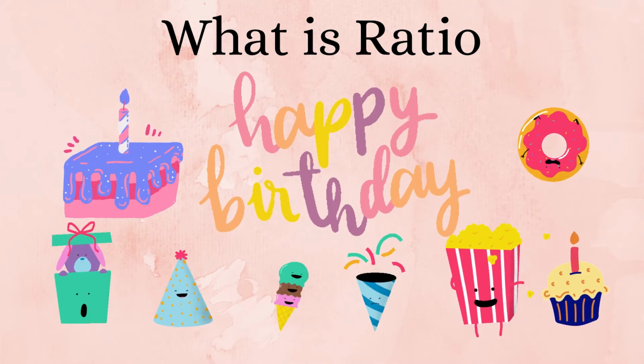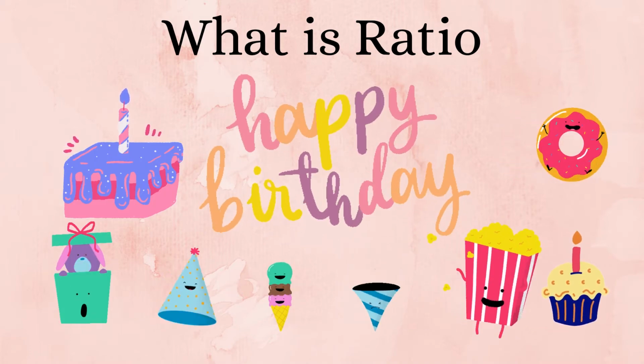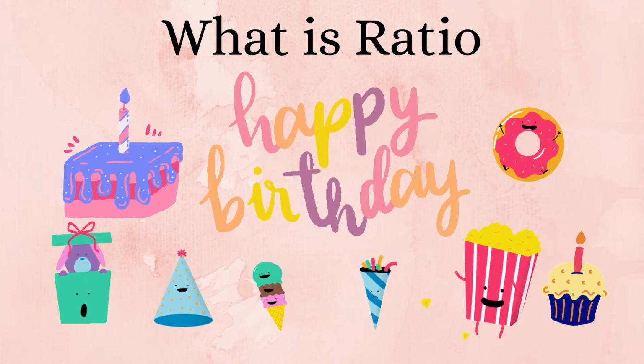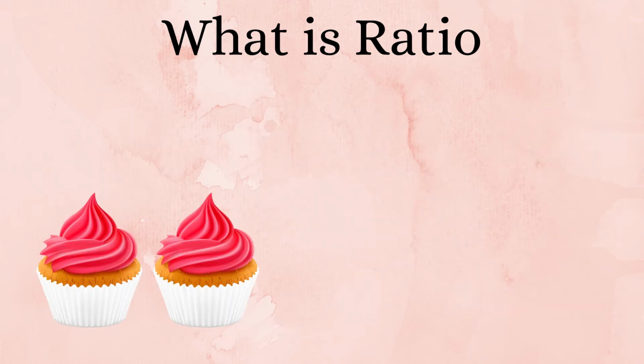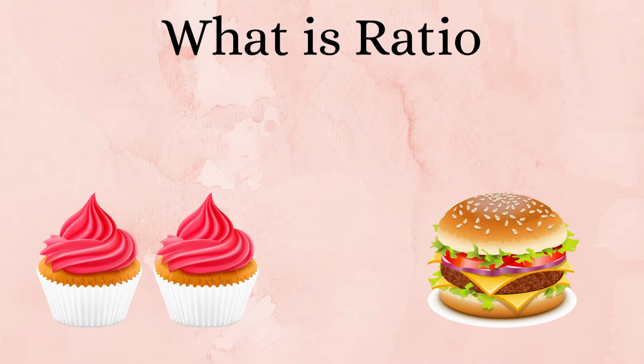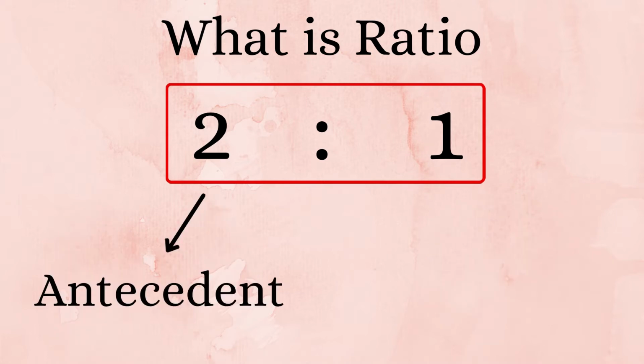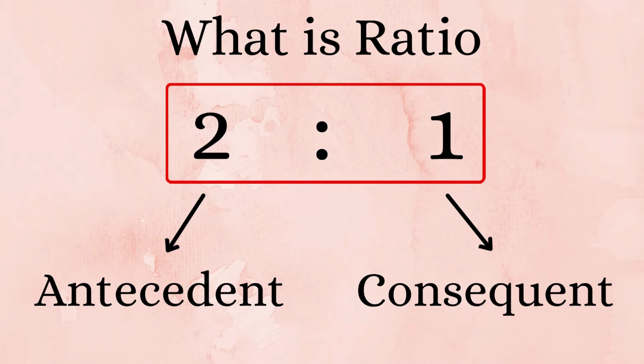Let's assume that it's your birthday today. You plan to invite some of your friends and you have decided to give them all 2 cupcakes and a burger each. In this case, the ratio of cupcakes to burgers is 2:1. This expression is called a ratio. Here, the first number is called the antecedent and the second number is called the consequent.